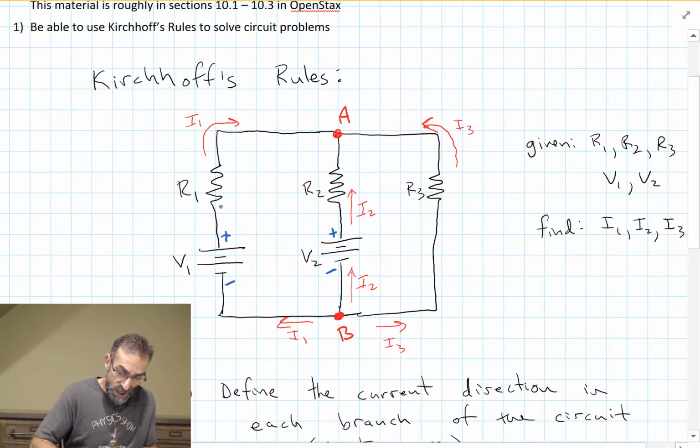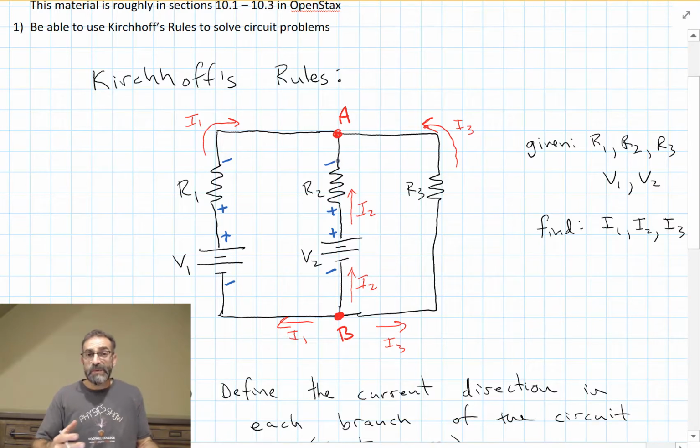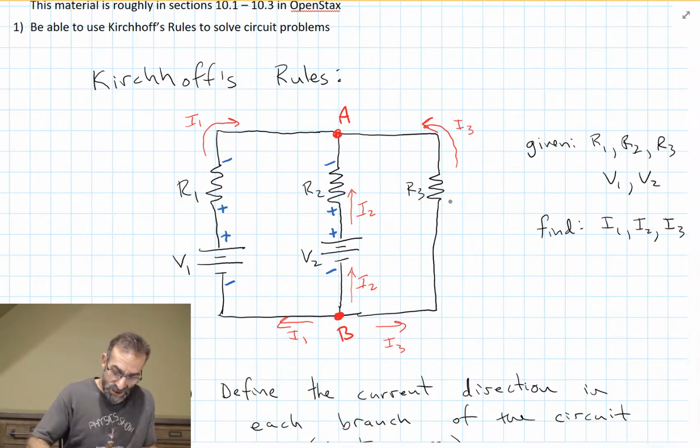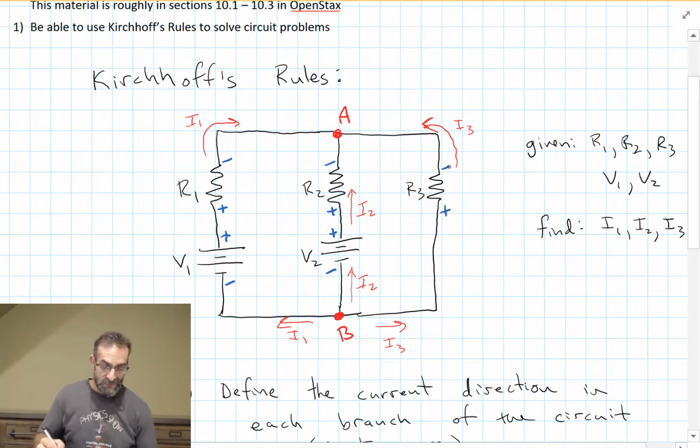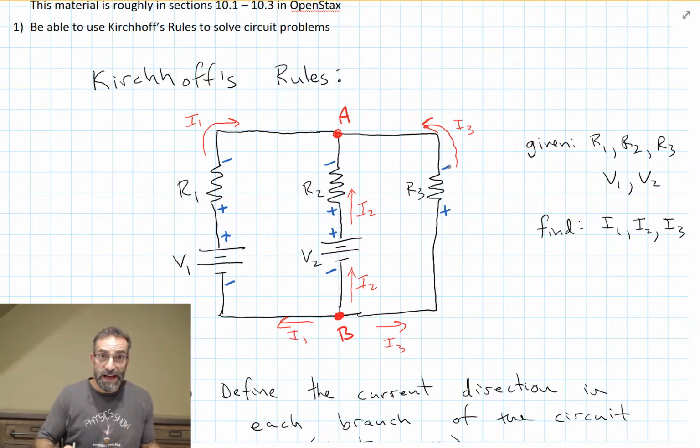So the bottom has to be at higher potential than the top. R2, my current is flowing up. So the bottom has to be at higher potential than the top, or the current wouldn't be flowing that way. And I3, it's going up. So the bottom must be at higher potential than the top. Now I'm ready to apply the loop rule.